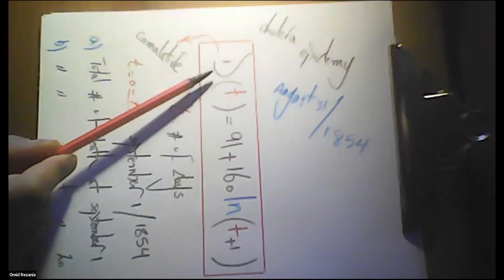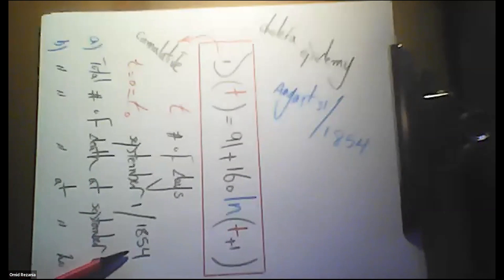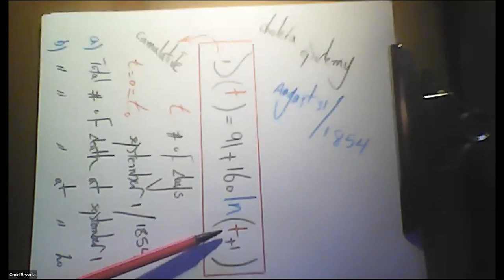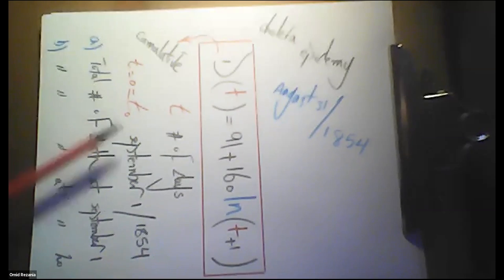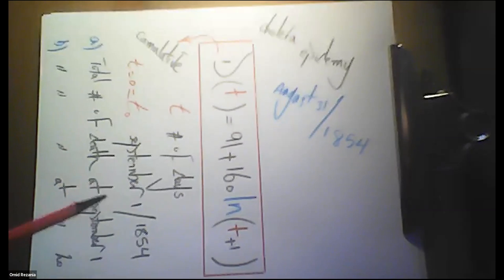But we say that the total number of the death at time T then becomes this function. For example, at September 1st, 1854, you have to plug in the value of T into this function. And T is essentially the number of days from T naught, the number of days from September the 1st. Now the question is, what is the total number of deaths at September the 1st?